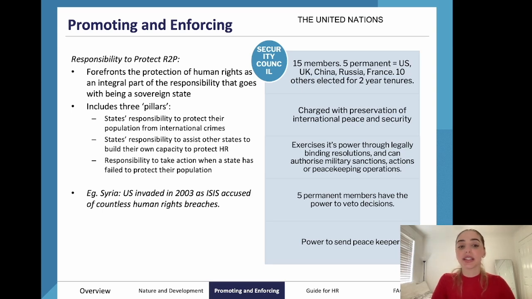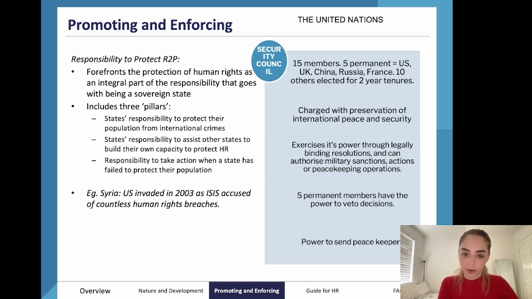It exercises its power through legally binding resolutions and can authorize military sanctions, actions, or peacekeeping operations. The 5 permanent members have the power to veto decisions, so they can say, nope, this is not happening. And if they vote no, it's not going ahead, and they have the power to send peacekeepers. Okay, so if the other 10 members say no, that doesn't necessarily mean that the decision's not going ahead. That will only be the case if they have a majority no vote, but if everyone else says yes, and then China, for example, says no, it's not going ahead.